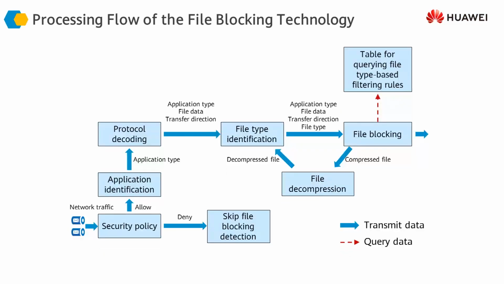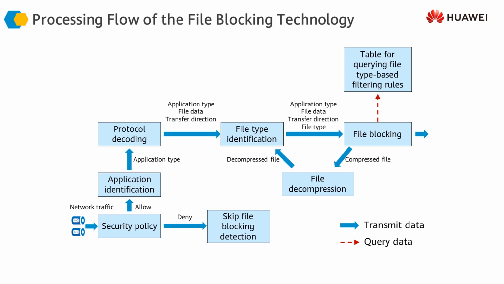How is this file blocking mechanism implemented, or what is the flow of file blocking mechanism? It is important for us to understand the flow. If we look at the configuration, we have a security policy here. First of all, the traffic is checked against the security policy. If the action in the security policy for content filtering is denied, this means that the file is not going to go through the content filtering process, and the file is simply going to be allowed to go through the firewall.